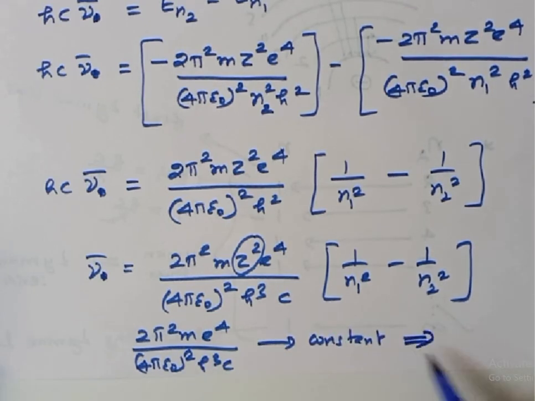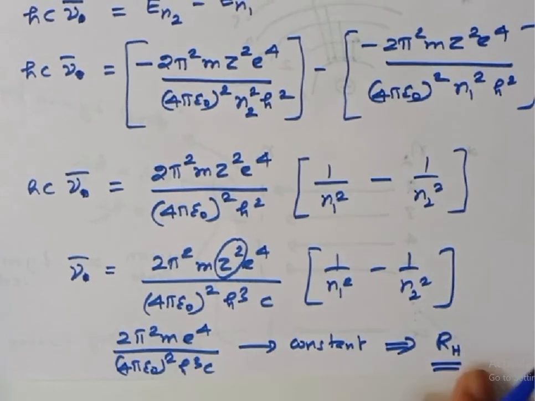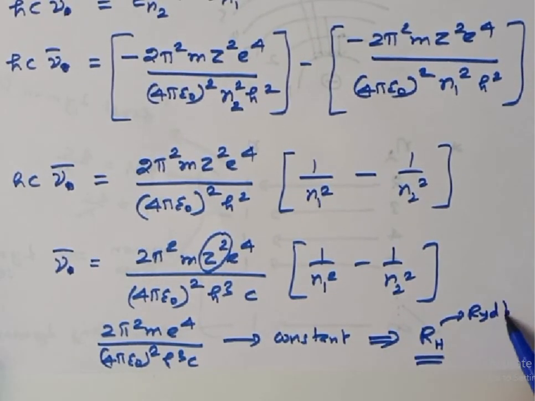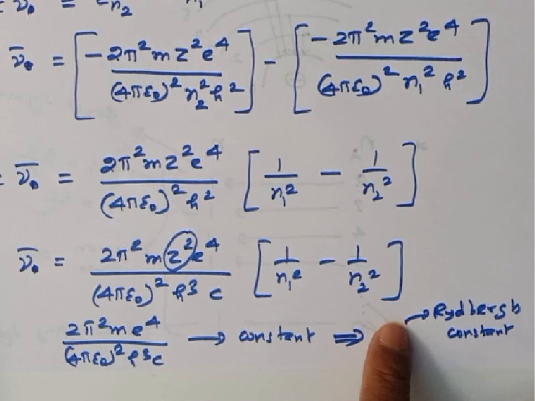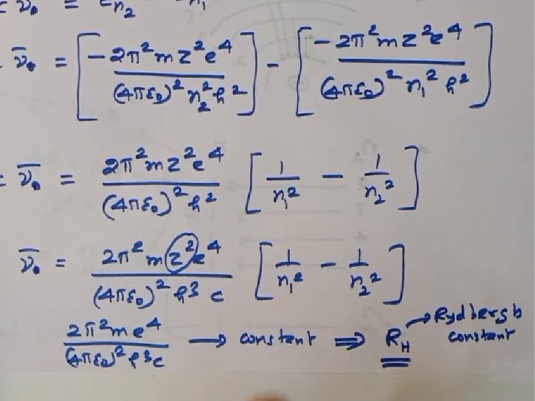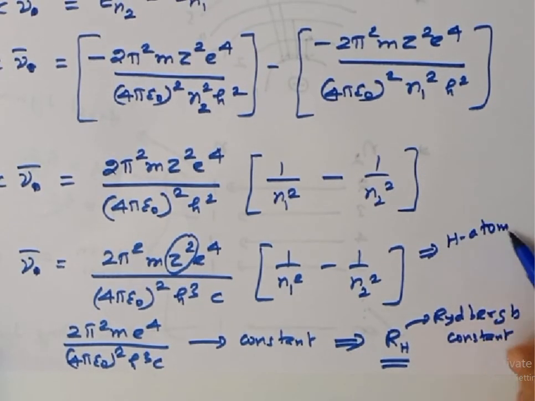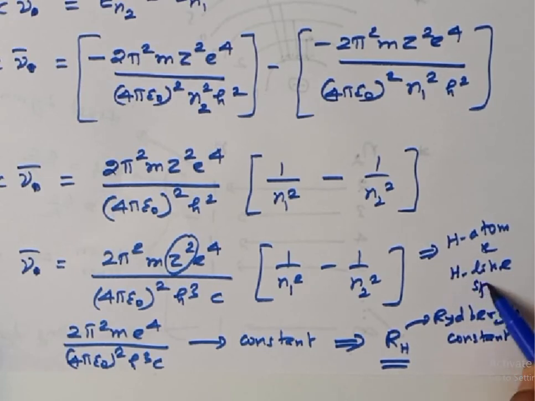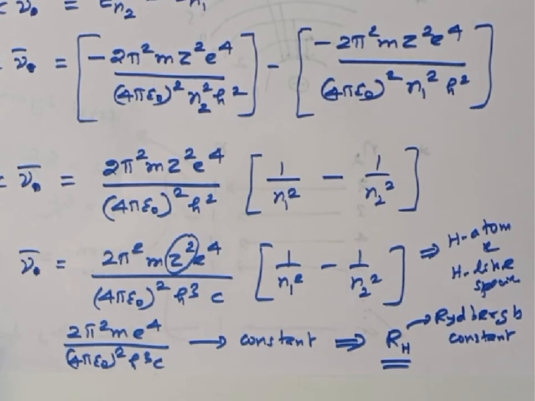That constant is represented as RH. What is RH? RH is nothing but the Rydberg constant for the hydrogen atom. It is applicable for the hydrogen atom, that's why I put H here. I have told you this formula is applicable only for the hydrogen atom and hydrogen like species. That's why this constant is called the Rydberg constant for the hydrogen atom. Just note down carefully. So I'm going to replace these constants into a new constant, that is RH.